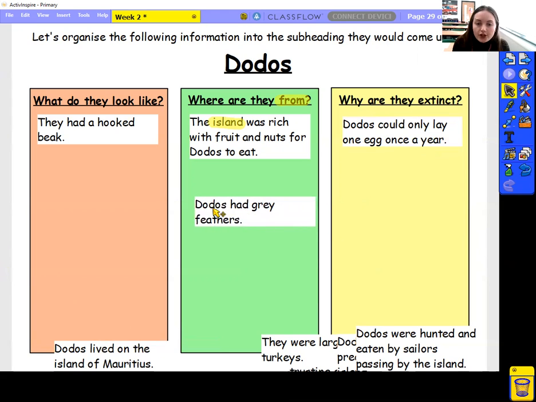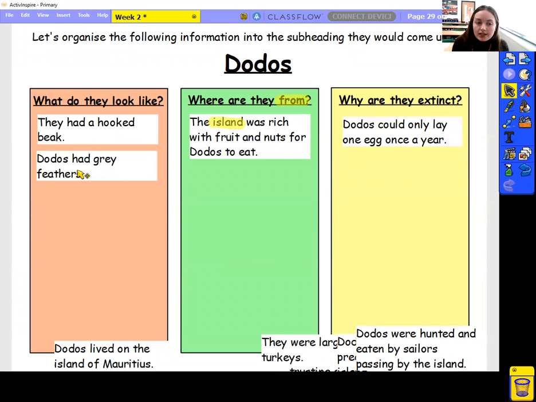Next one. Dodos had grey feathers. Does that tell me what they looked like, where they're from, or why they're extinct? Shout it out now. Amazing. What they looked like. It's telling us about something that they had. They had grey feathers. They had a hooked beak. It's what they looked like.